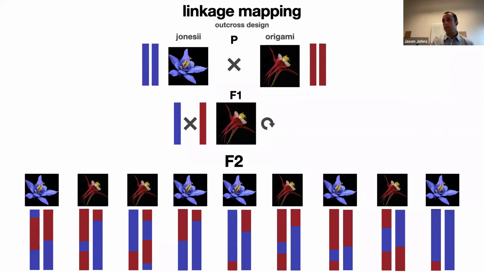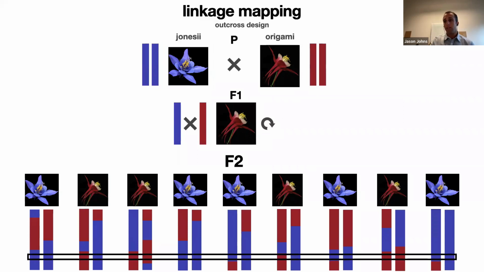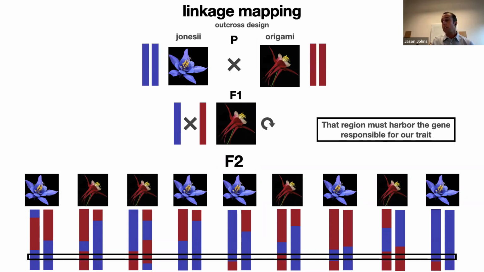And in this case, we know that the origami allele is dominant. So we're looking for a region where every plant that has red flowers has at least one origami allele, and every plant that has blue flowers has two jonesii alleles. And so in this drawing, that's this boxed region here. And so we can say that that boxed region harbors a gene or genes involved with flower color, and that's what we would call a quantitative trait locus.